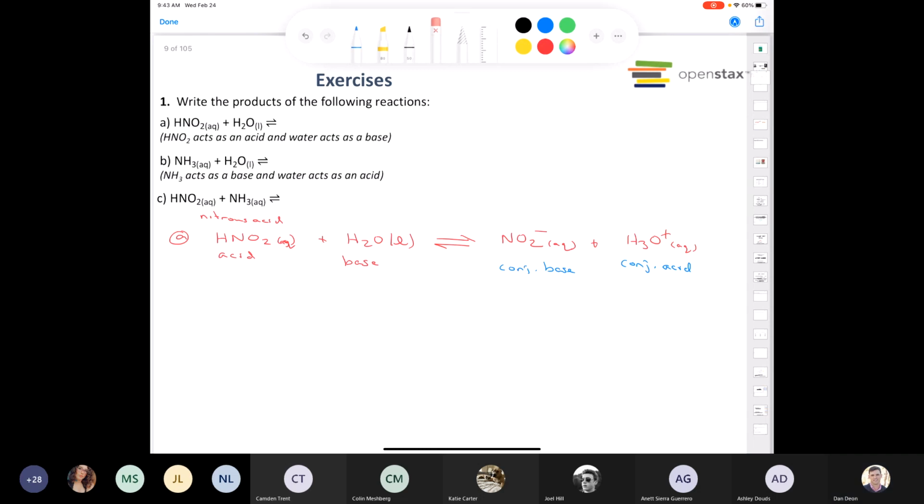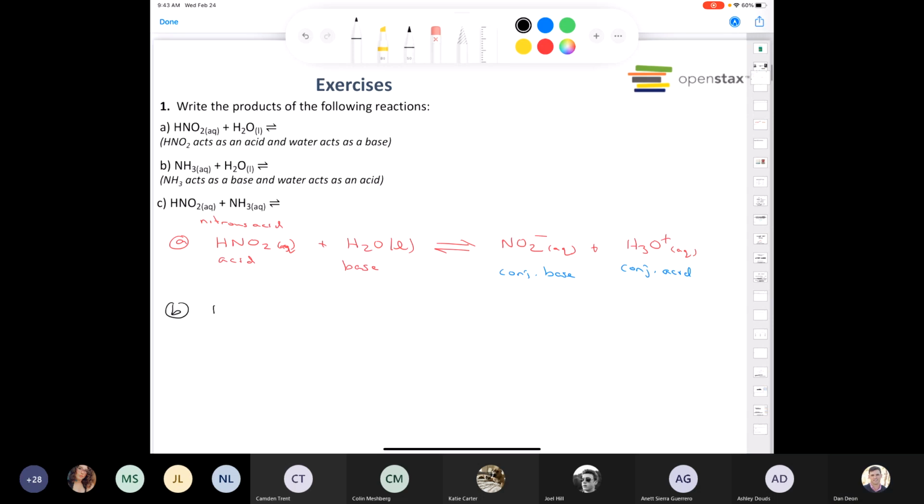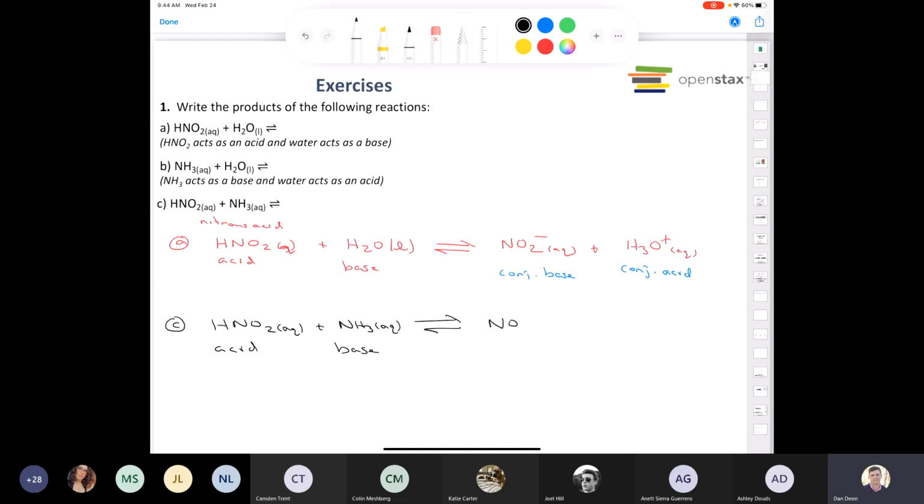Well, let's try the next one. You look at B, you have ammonia. Let's skip that one, because we already looked at that one. Let's look at C. Let's go right to C. And it says here for C, you have nitrous acid plus ammonia. Now, if nitrous acid is an acid, it's going to donate a proton, and ammonia, we know, is a base. So what are we going to be left over with? We're going to be left over with the nitrite ion plus the ammonium ion, right? Because the ammonia is a base, it accepts H plus.